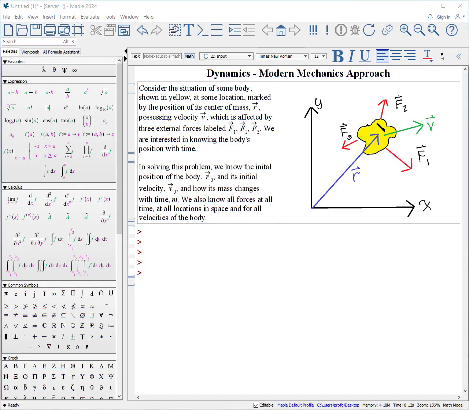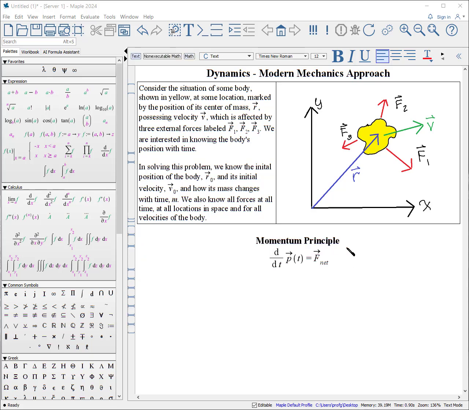We have this object for which we know its mass with time. We mark its location by its center of mass using the variable r. It has some velocity, variable v. It is affected by external forces as shown here in red. We know initially where the body was and what its initial velocity was, and our goal is to find the location of the object at all times with this information and how the forces change with time, space, and velocity.